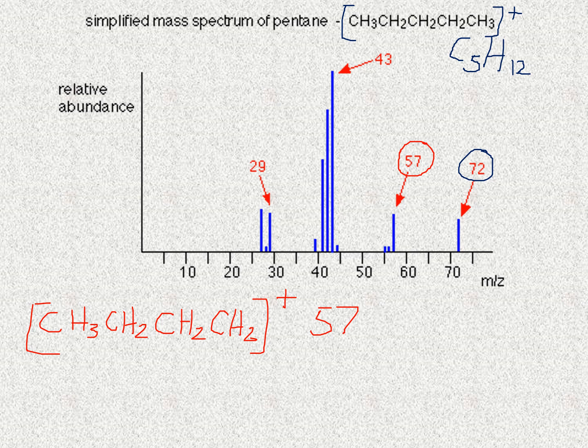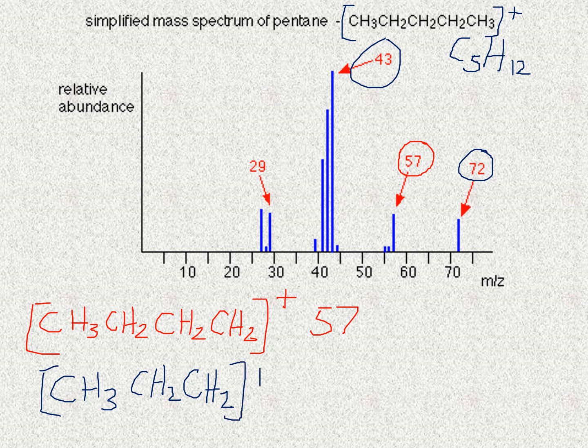The next peak down is a peak at 43, so that's a loss of 14 from this structure here. So we're interested in this one here now. So that's going to be this one here minus a CH2 group. Put it in square brackets. And that's your peak at 43. And then lastly, the peak at 29. That's the loss of 14 again. So that's the loss of a CH2 group. So that's CH3, CH2. And that's with a positive charge.